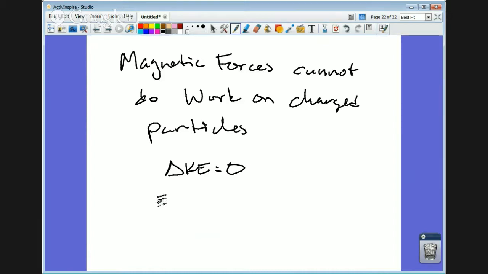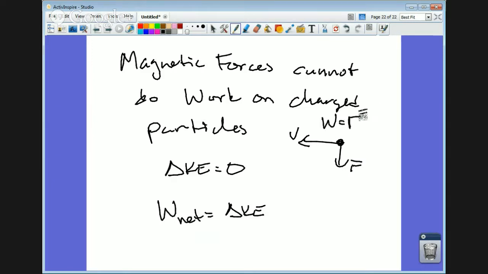Remember the work energy theorem, right? The net work is equal to the change in kinetic energy. Okay. So the work in this case, I've got V, I've got F. Right? V represents the change in position, right? So work is F dot D. If the angle is 90, then FD cosine theta is 0. So there's 0 work, there's 0 change in kinetic energy.